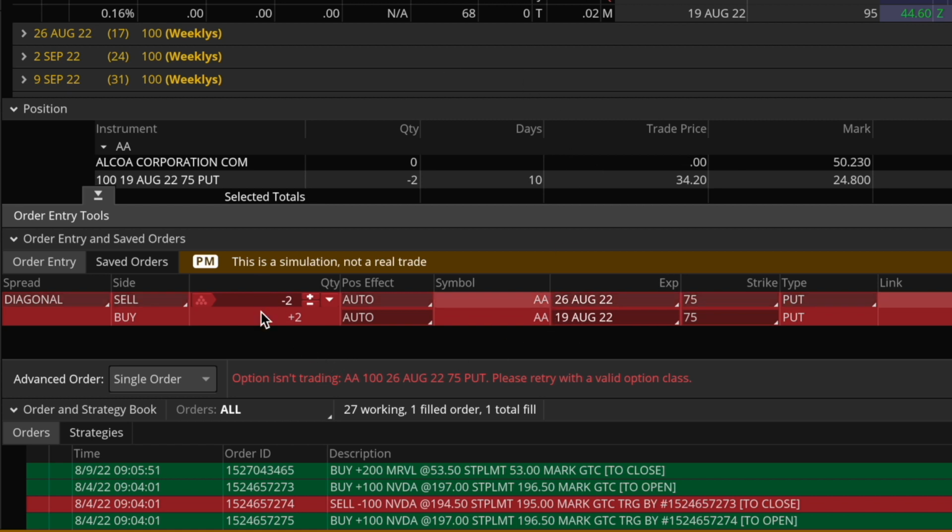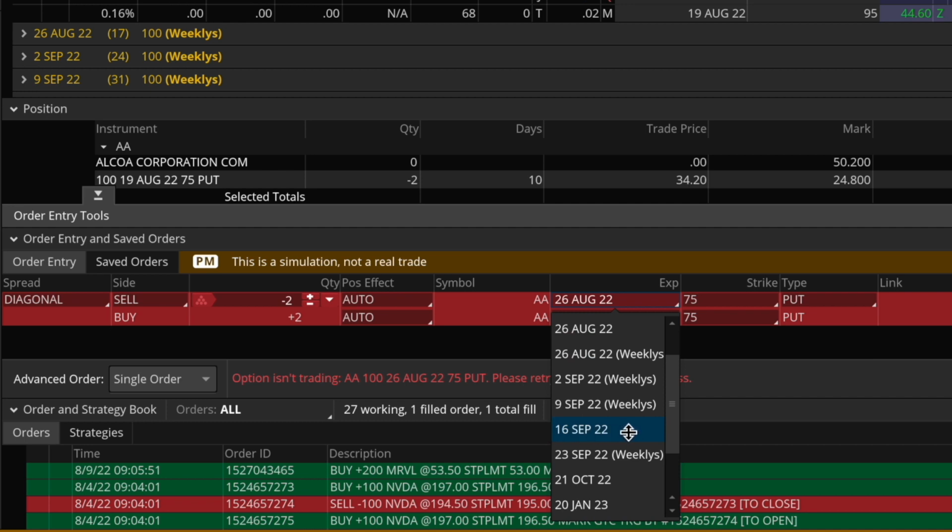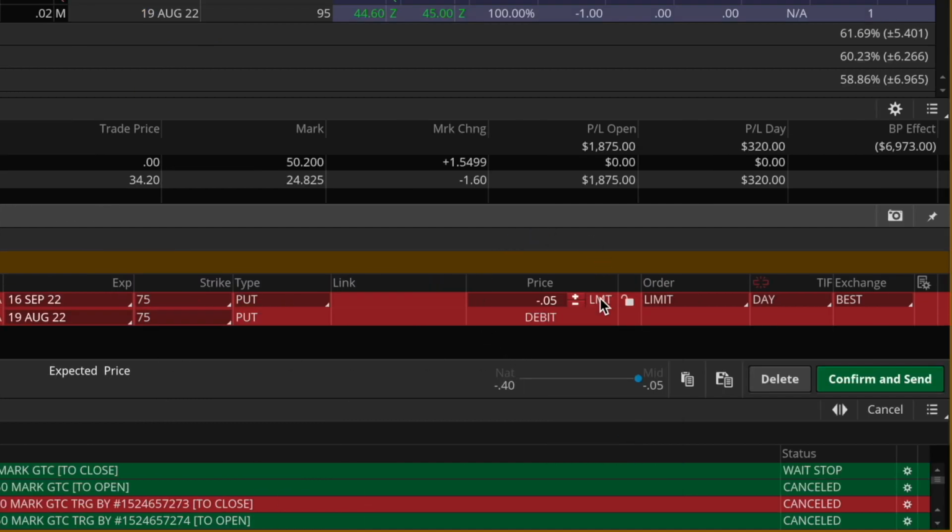As you can see, in just one trade, I'm going to buy back my existing August put option contracts, 2 of them, and then sell 2 more in the September cycle, which is September 16th. And so here we go. This is exactly what I'm talking about.